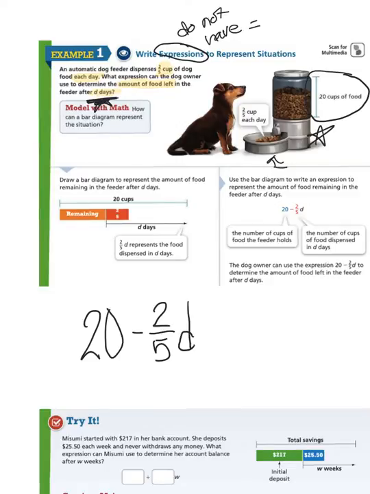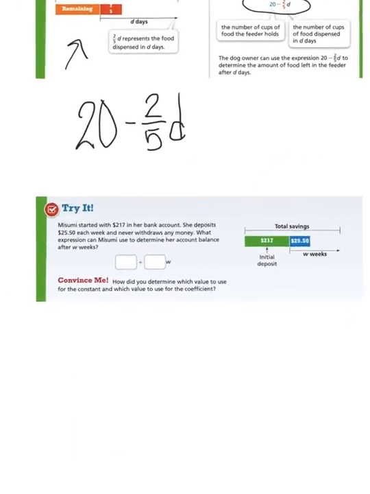Now here in your book, it shows 2 other examples. You can do this using a bar diagram, where you're showing the remaining amount and how many cups each day and how many total cups. And they take the bar diagram to write the actual expression. Or you can do it by highlighting the words just as I do, so I don't miss anything, to write it into an expression. All right, so let's try one of these on our own.